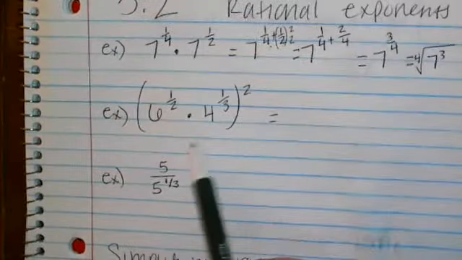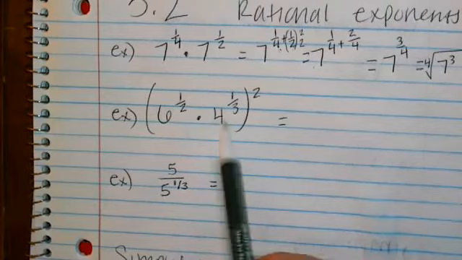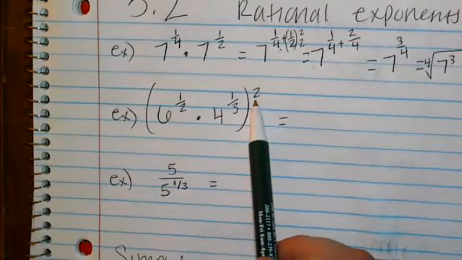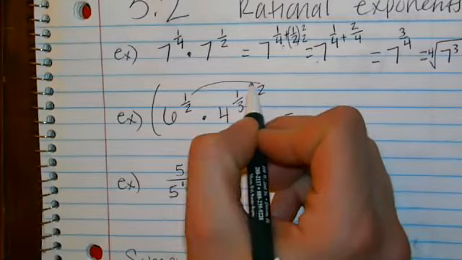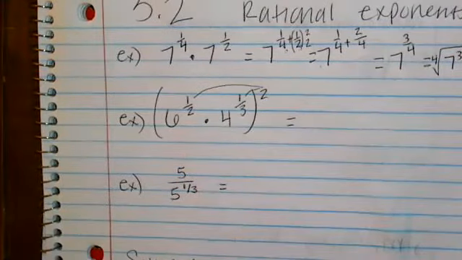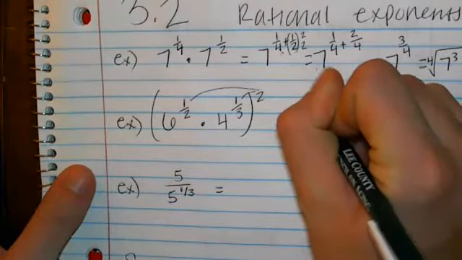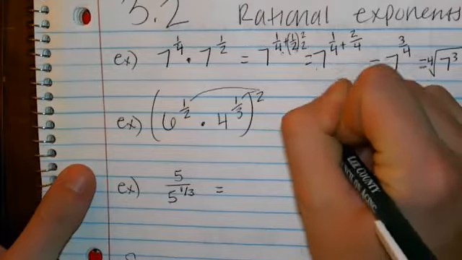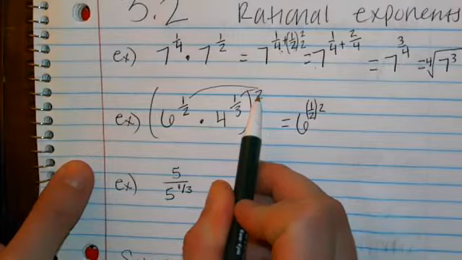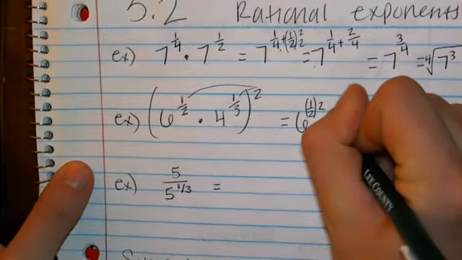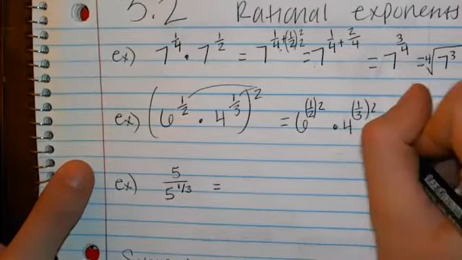All right, looking at the next example, we have different bases, so we cannot add their exponents, but they're all taken to the second power. So we have to think about everything within these parentheses has that exponent applied to it. So this is going to be 6 to the 1/2 times 2, right? Because exponent to an exponent means we multiply them. And then multiplied by 4 to the 1/3 times 2.